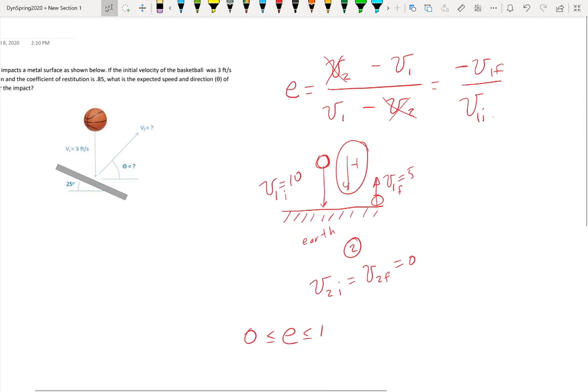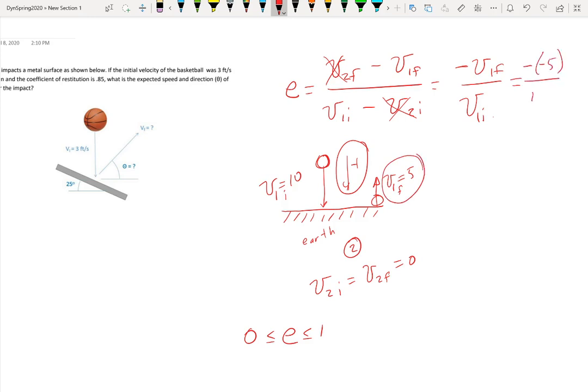Let's go ahead and put the final and the final, and the initial and the initial. Turns out this is a minus 5. This is a 10. So the coefficient of restitution in my example is a half. But let me see if I can go in and judiciously take these little x's out.